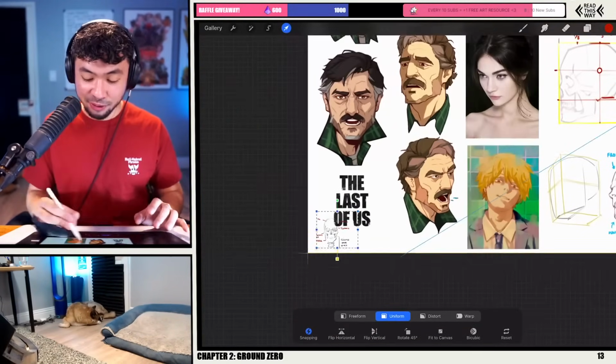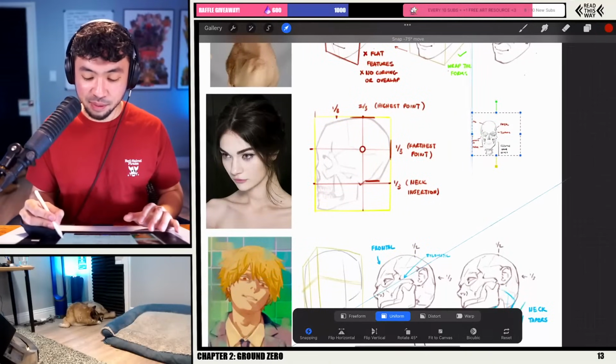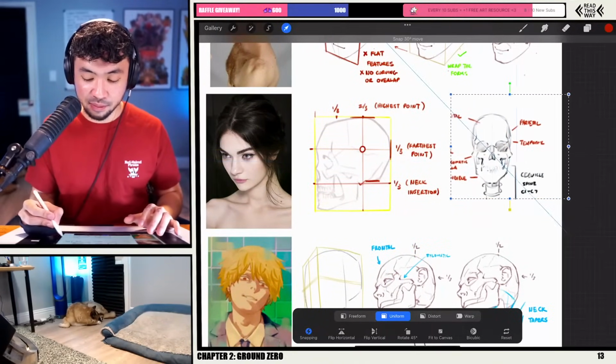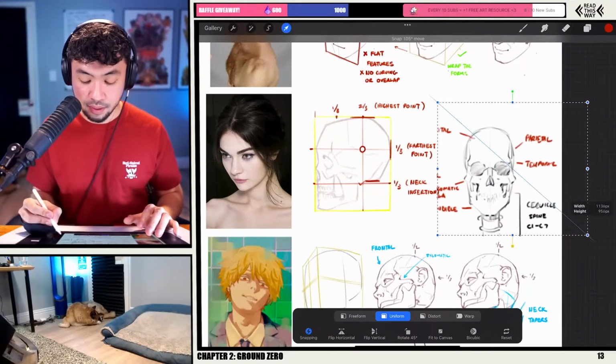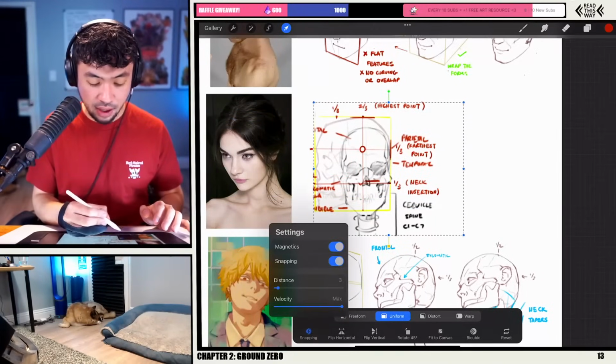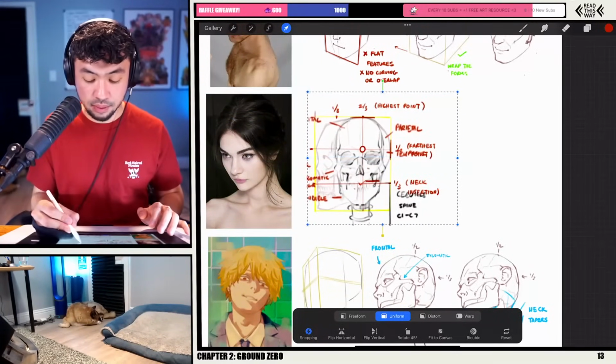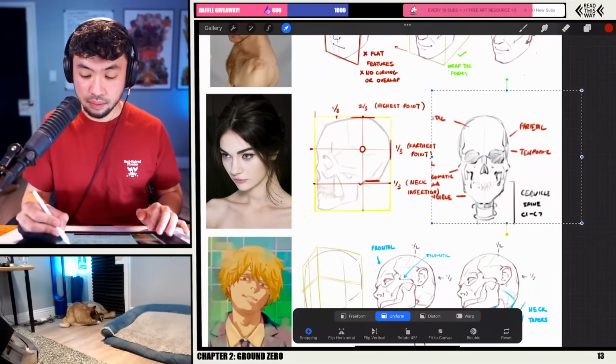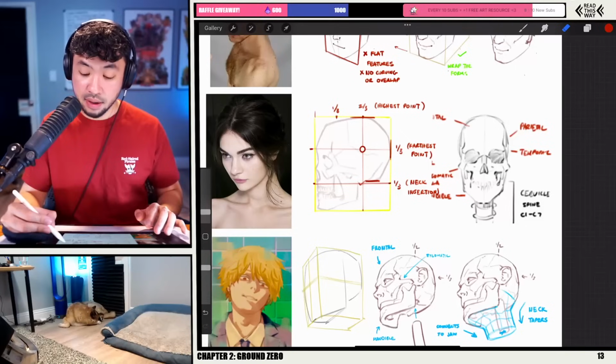Okay, so I'm going to take this skull just because I want to draw the back of the skull as well. And I just wanted to have a rough diagram there, so I can work on that really quick.